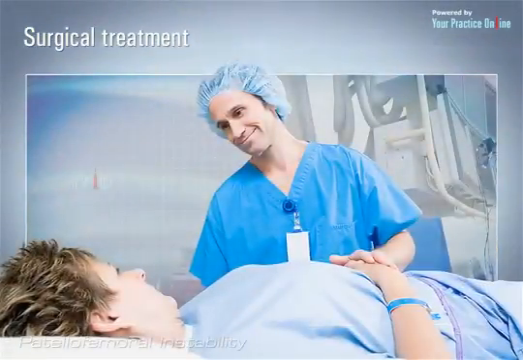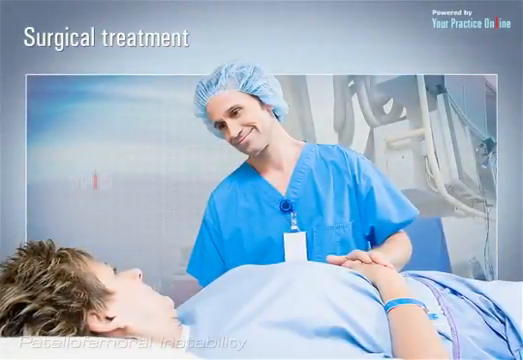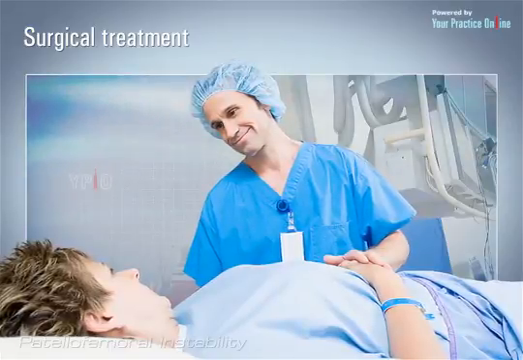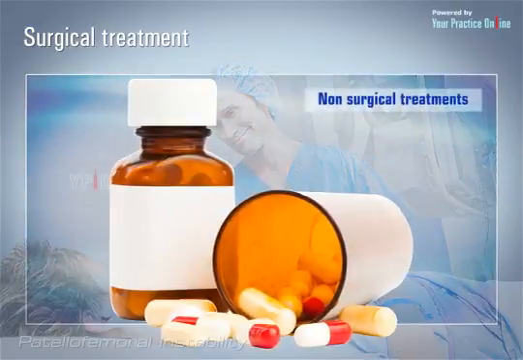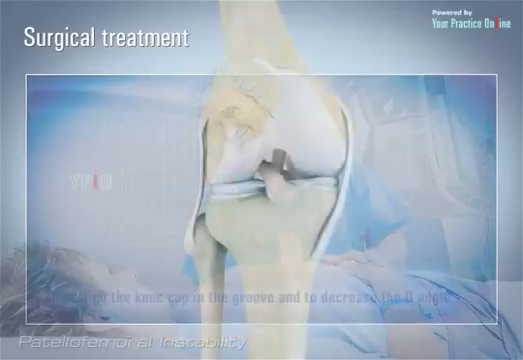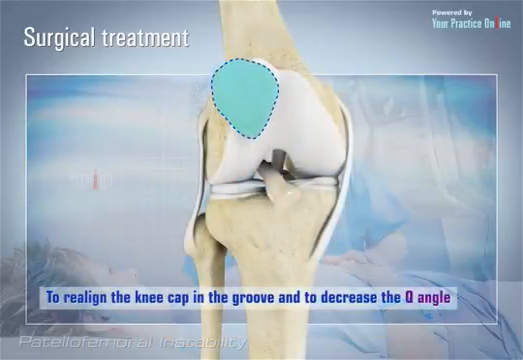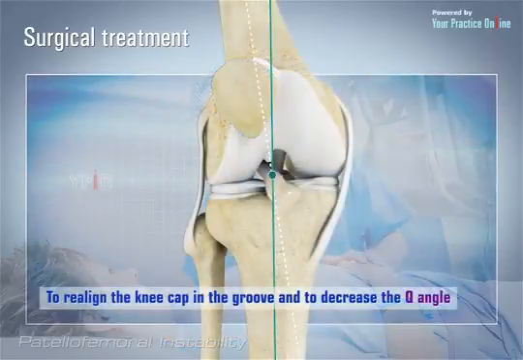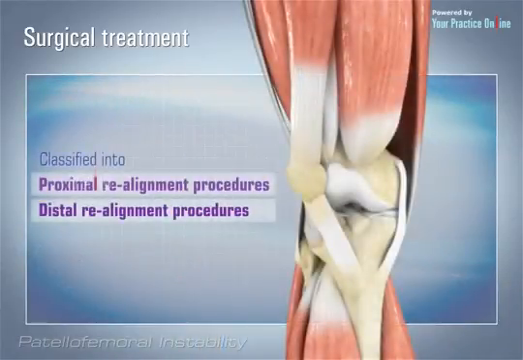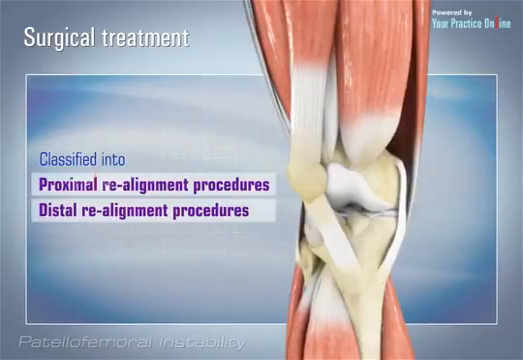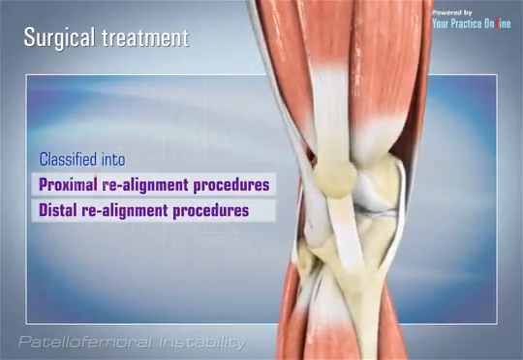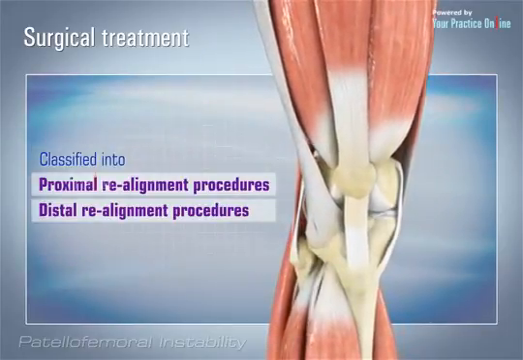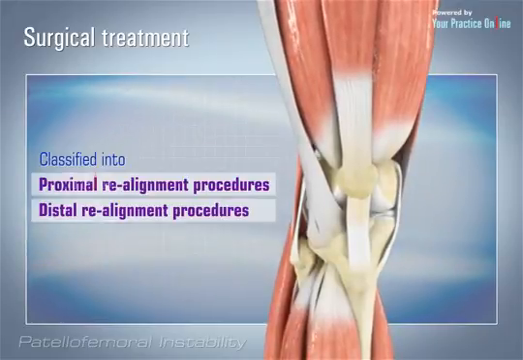Surgical treatment. Surgery is sometimes needed to help return the patella to a normal tracking path when other non-surgical treatments have failed. The aim of the surgery is to realign the kneecap in the groove and to decrease the Q angle. Patellar realignment surgery is broadly classified into proximal realignment procedures and distal realignment procedures.